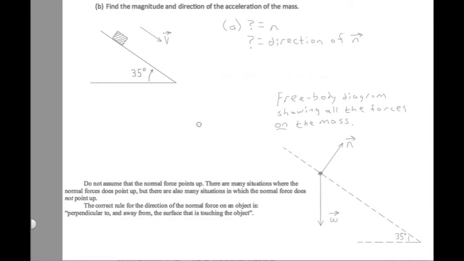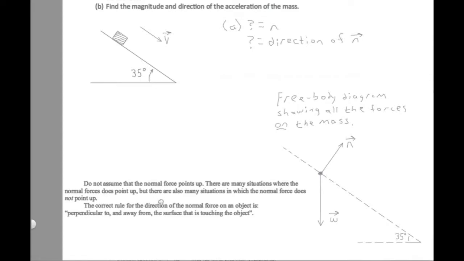When you tried this problem on your own, did you get the direction of the normal force correct? Remember, do not assume that the normal force points up. There are many problems where the normal force does point up, like the previous problems in this video series. But there's also many problems, like the problem we're working on right now, in which the normal force does not point up. So just apply the rule.